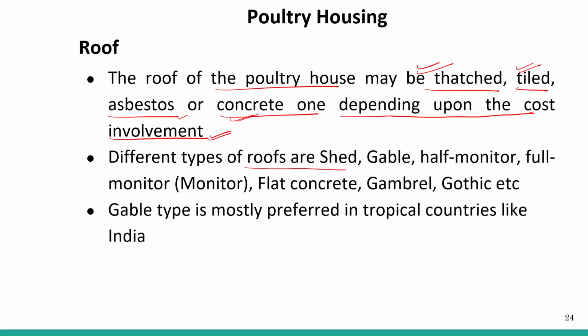Different types of roofs are shed, gable, half monitor, full monitor, flat concrete, gambrel, and gothic, etc. The gable type is mostly preferred in tropical countries like India. So this is one of the important points. Gable type is preferred in India.